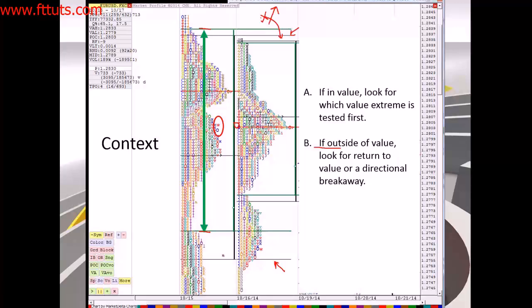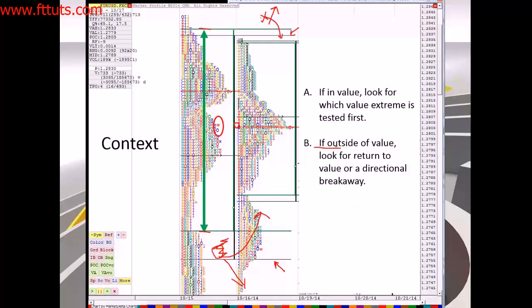Similarly, if we were opening below value, if we'd opened in this territory, in this region, same thing. The question would be, are we going to move back up into value, or has the market really rejected that prior value, and would we anticipate that prices will continue to move lower in search of a new market value?